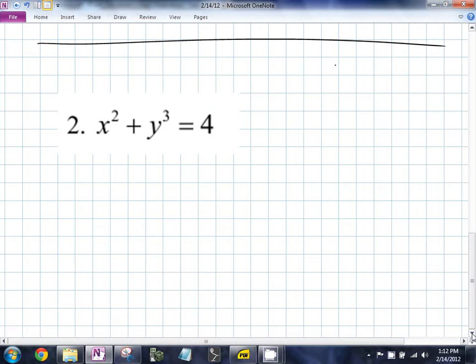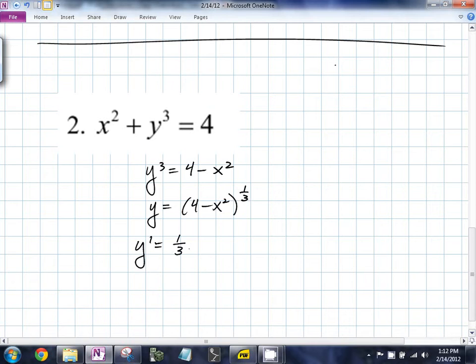what can you easily isolate? You can easily isolate y. What's your first step? What do you subtract? X squared. So you get y cubed is equal to 4 minus x squared. So y is equal to 4 minus x squared to the 1/3. Now if we want to take the derivative, what do you get?